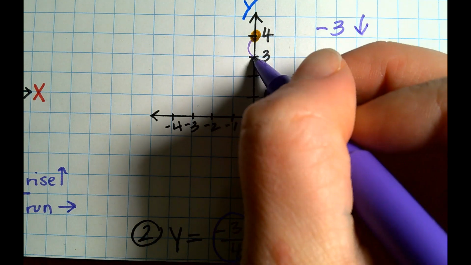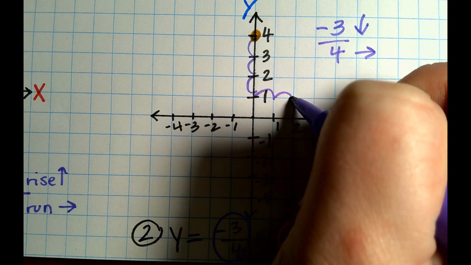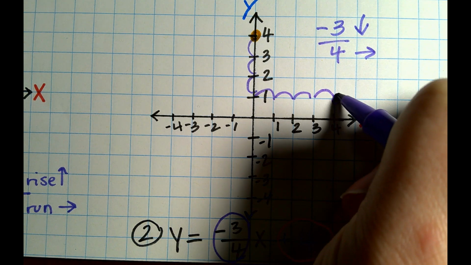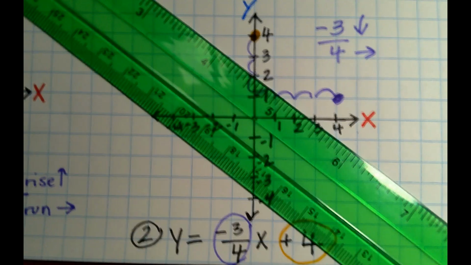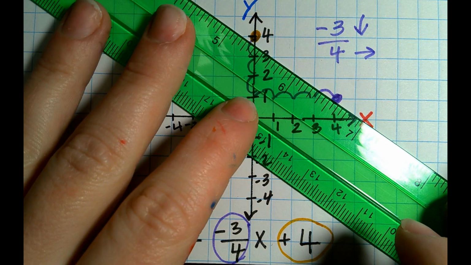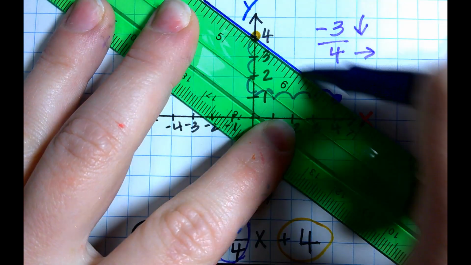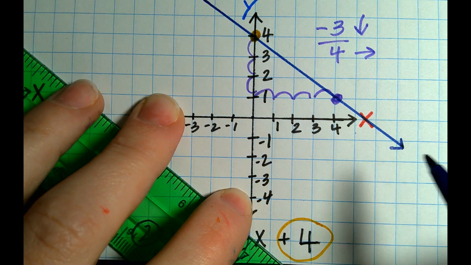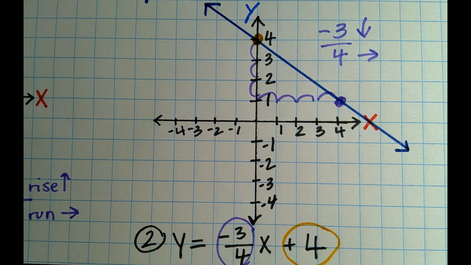down 3, 1, 2, 3, over 4. 1, 2, 3, 4. There it is. Connect the dots. Perfect. All right. Very nice. All right, that's number 2. Everybody got that one too?